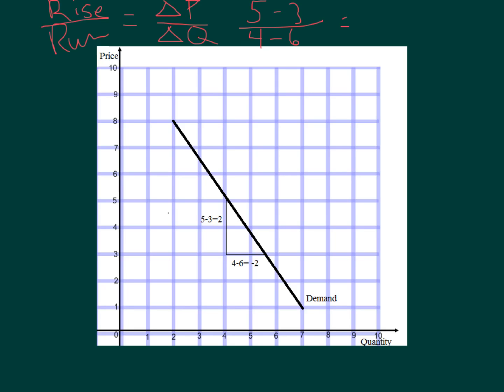So we see 5 minus 3, of course, is a positive 2. 4 minus 6 is a negative 2. And that leaves us with a slope of negative 1. What does that mean? It means that every time the price goes up $1, the quantity demanded goes down 1. You're getting this one-to-one relationship from this meaning of the slope, and the negative is telling you that they're moving in opposite directions.